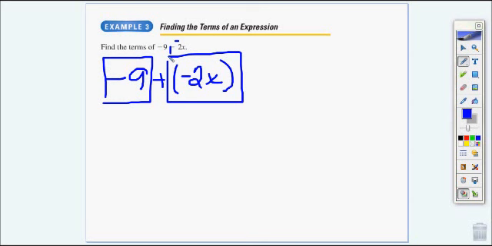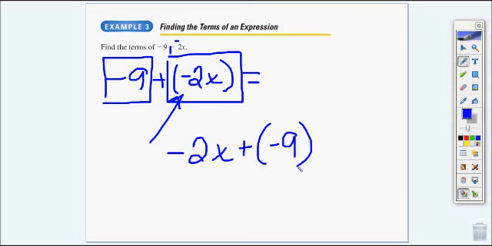Now, some people do like to change the order. We can do that because of commutative and have the variable be first. Just make sure you keep the integer sign with that variable. So you could also write this expression as negative 2x plus a negative 9. Then your variable is coming first.